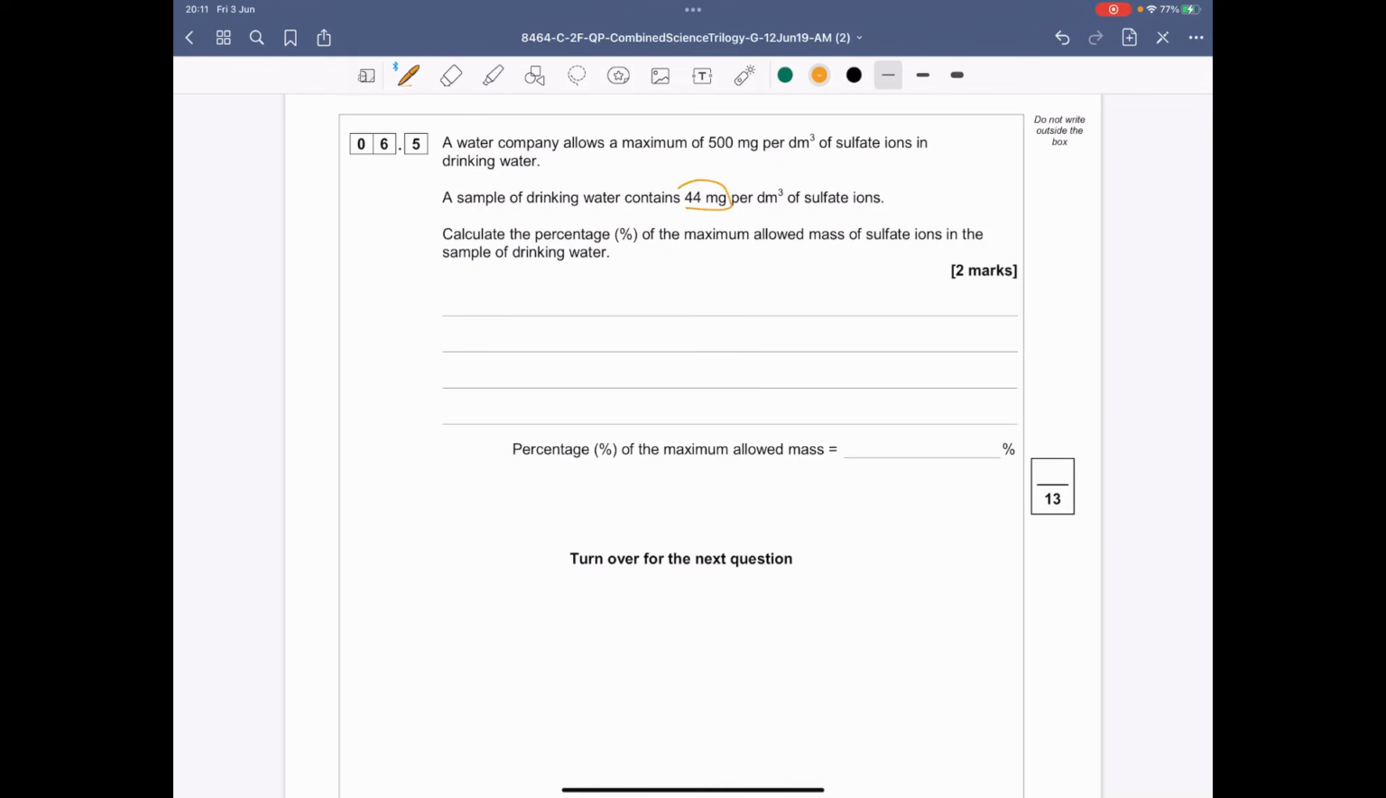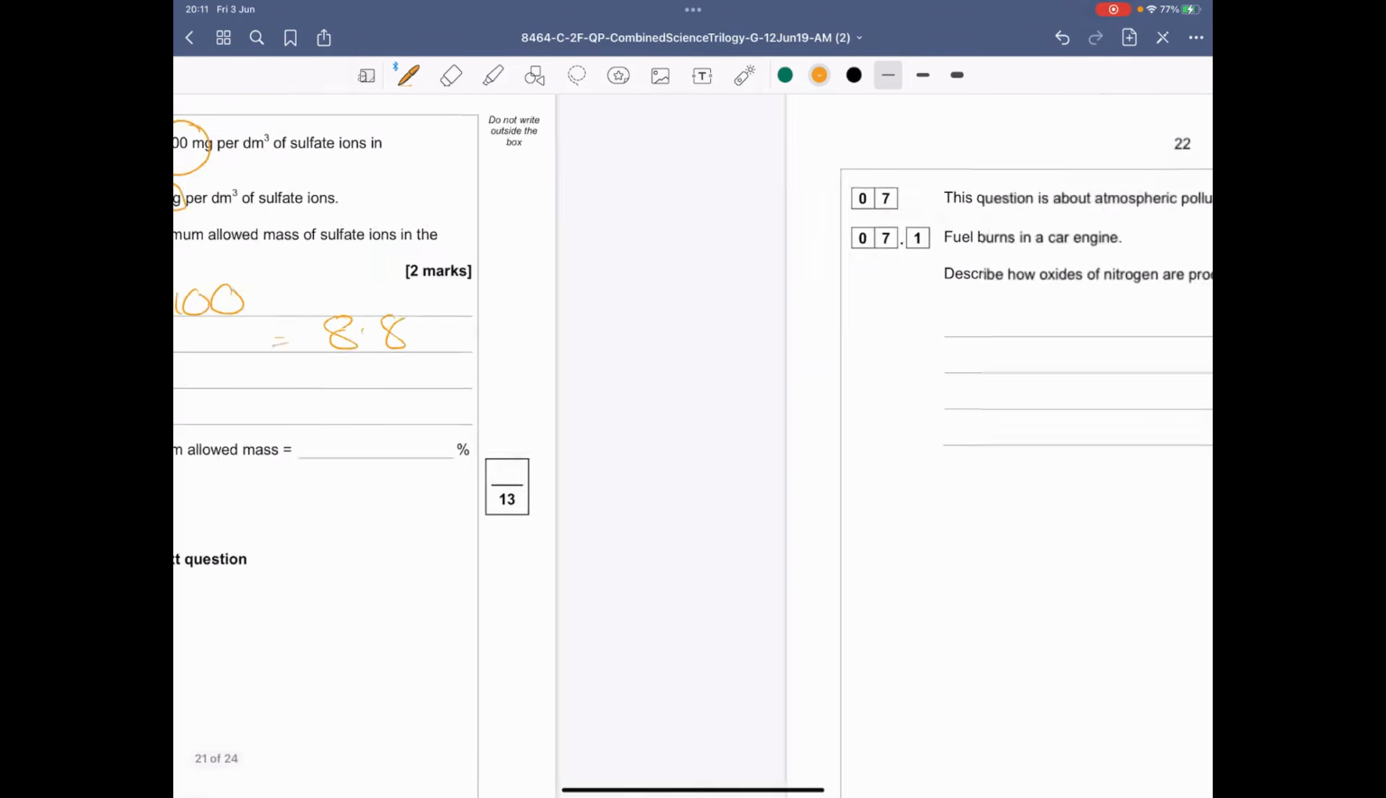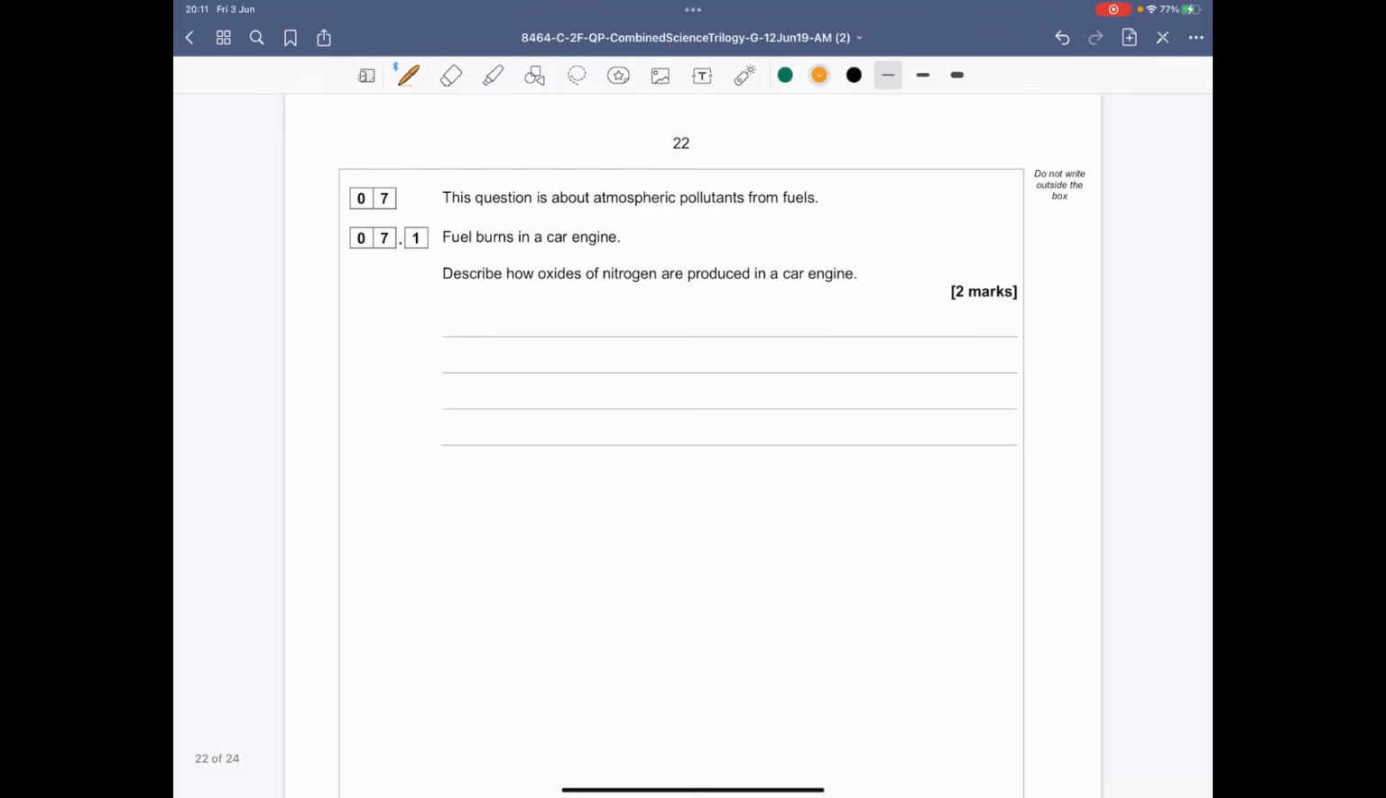Well, you've been told that it's 44 milligrams and they're allowed a total of 500. So you can think of it as 44 out of 500, therefore 44 divided by 500, times it by 100 to put it into a percentage, which gives you an answer of 8.8%. Question number 7 then.